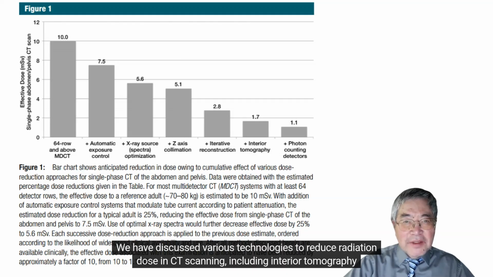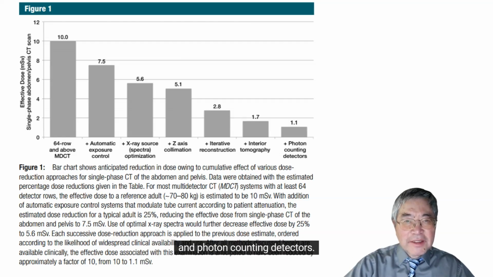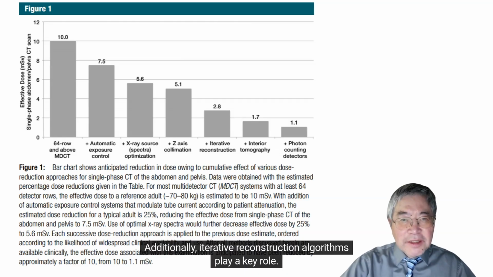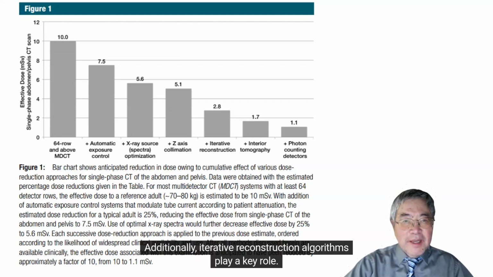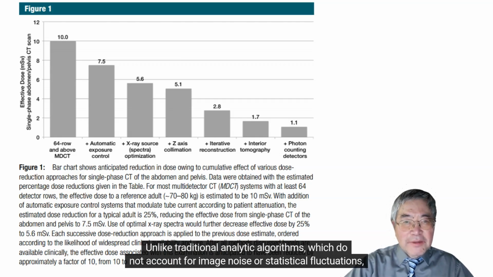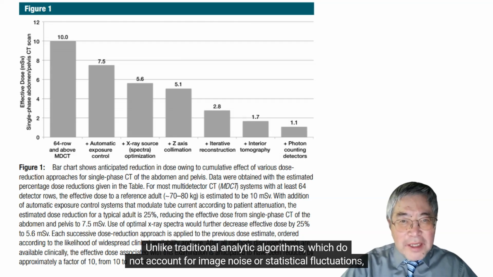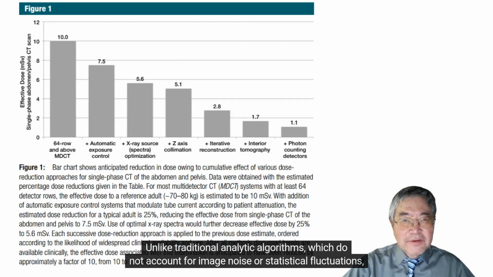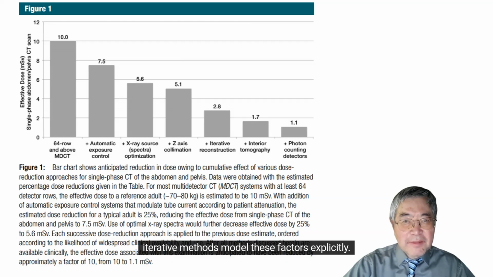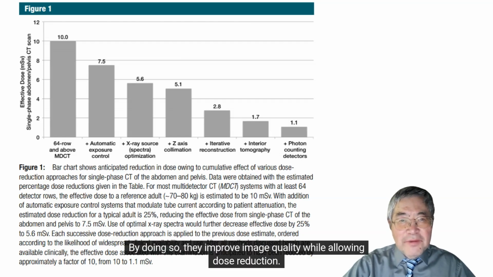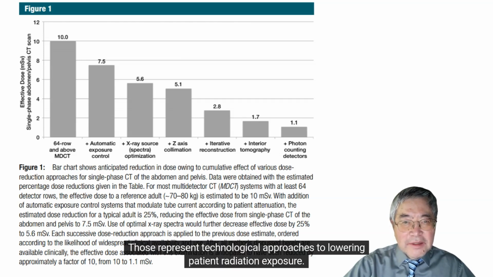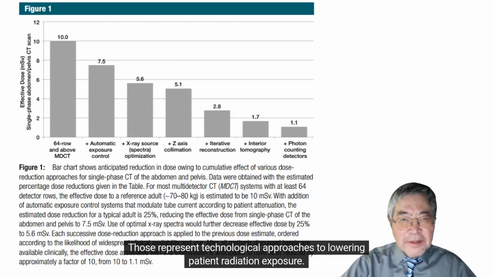We have discussed various technologies to reduce radiation dose in CT scanning, including interior tomography and photon counting detectors. Additionally, iterative reconstruction algorithms play a key role. Unlike traditional analytic algorithms, which do not account for image noise or statistical fluctuations, iterative methods model these factors explicitly. By doing so, they improve image quality while allowing dose reduction. Those represent technological approaches to lowering patient radiation exposure.